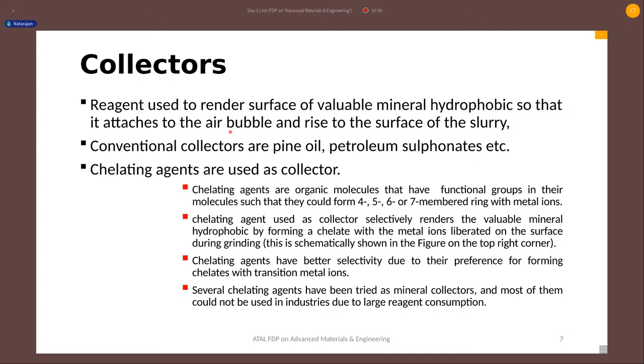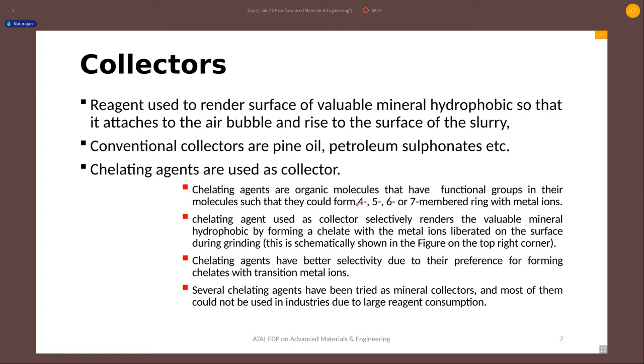Conventionally, we use pine oil and petroleum sulfonates as the collector, but they are not very selective. On the other hand, we can use chelating agents as collectors. What is a chelating agent? A chelating agent is an organic molecule which can form a 5-member, 6-member, or 7-member ring with the metal atom that is present on the mineral surface.